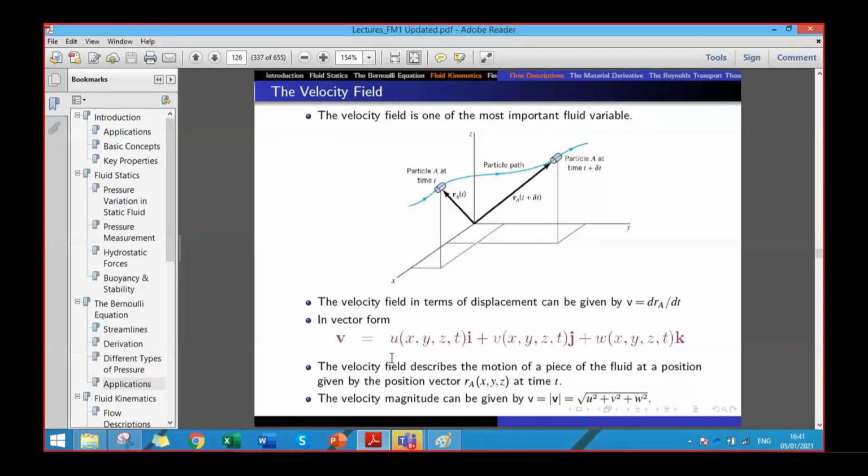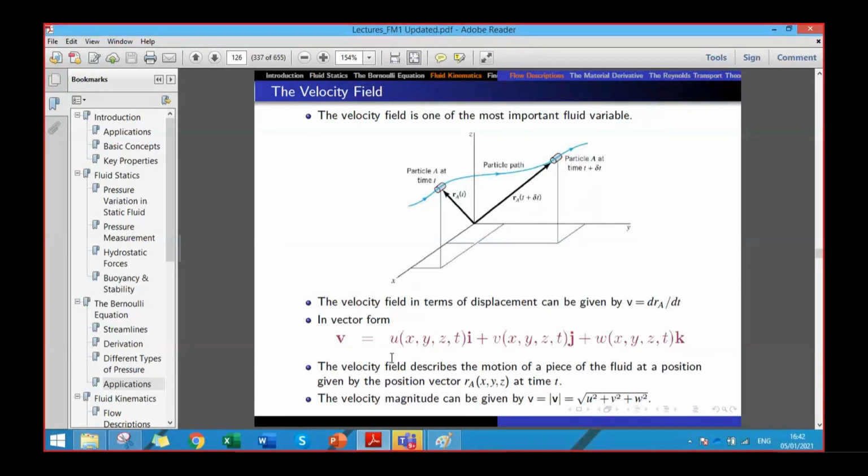We'll be discussing these equations in detail in the coming chapters, and we'll be discussing the material derivative and the Reynolds transport theorem. I've just given a simple example, okay, of how u, v, and w are dependent on x, y, z, just to explain that this can be a sort of dependency.